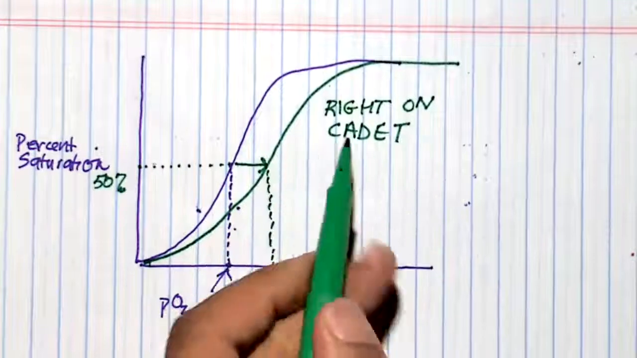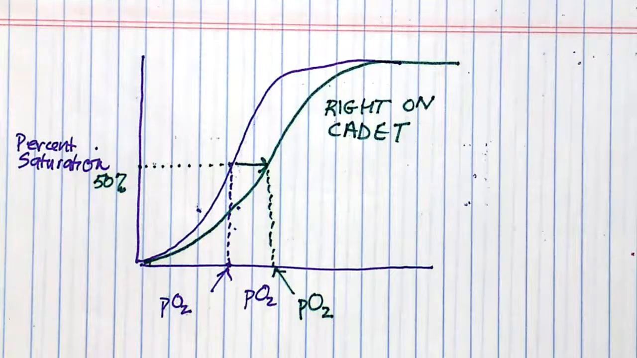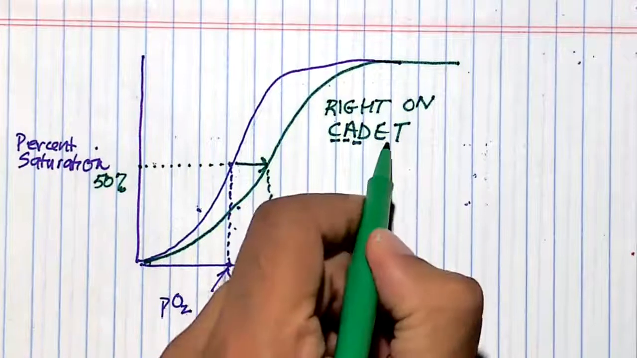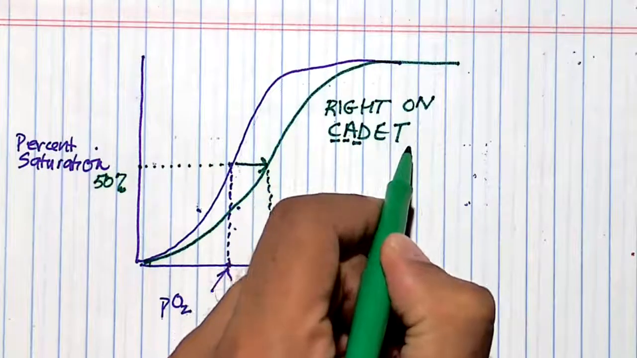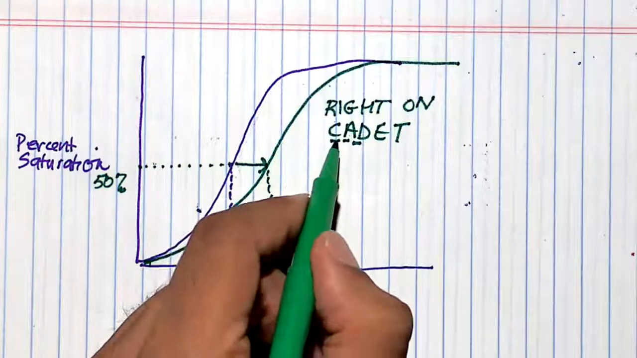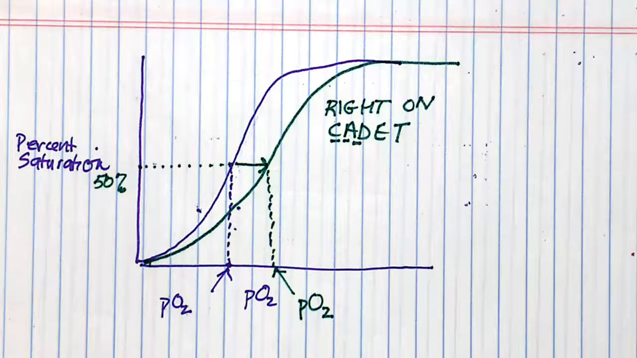Now, this is a mnemonic. Don't write it on the exam. This is just to help you memorize. Write on cadet, okay? These 3 things, E stands for exercise, so that's not really a molecule. T stands for temperature, that's not really a molecule. These 3 things actually shift the oxygen binding curve, the sigmoidal curve, to the right.